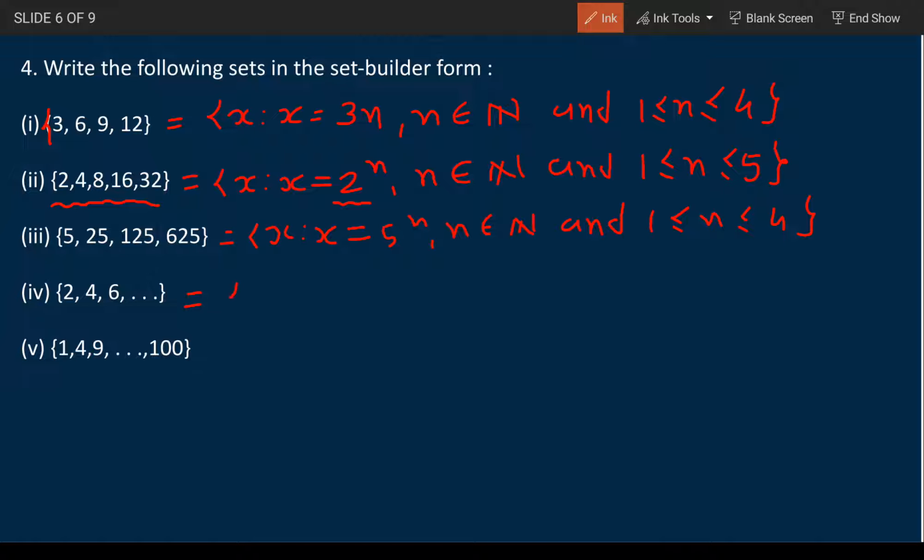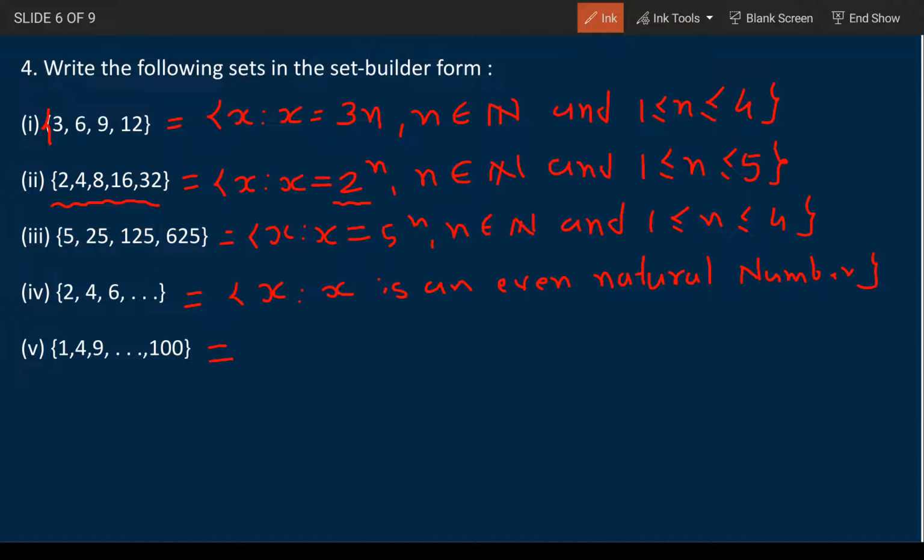Fourth one, we have 2, 4, 6. All the even numbers from the natural numbers. So we can write that x is an even natural number, the set of even natural numbers.